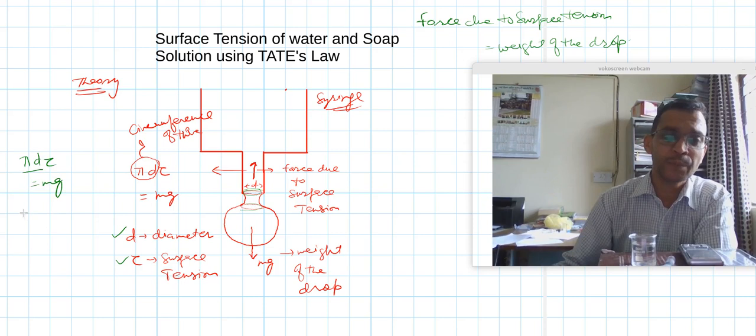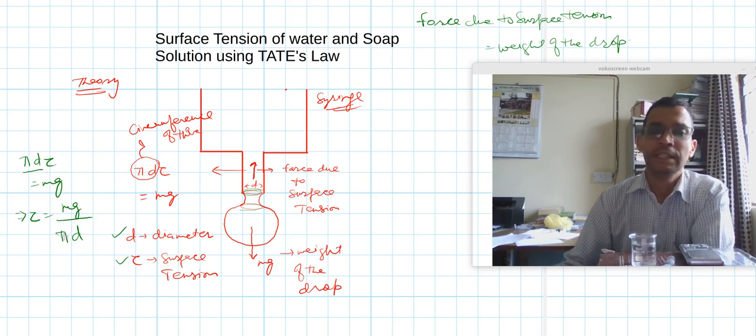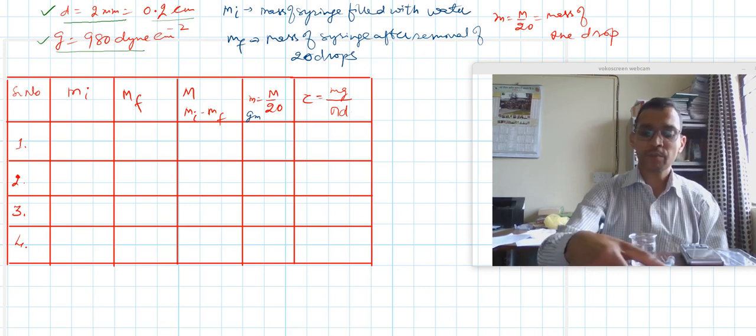Now I will calculate from here: tau comes out to be mg over pi d. Here m is the mass, g is the acceleration due to gravity, pi is the simple pi, and d is this diameter. The syringe which I have taken has a diameter of 2 mm. I carefully measured it, and the value of g will be 989 per centimeter square. So let us perform this experiment.